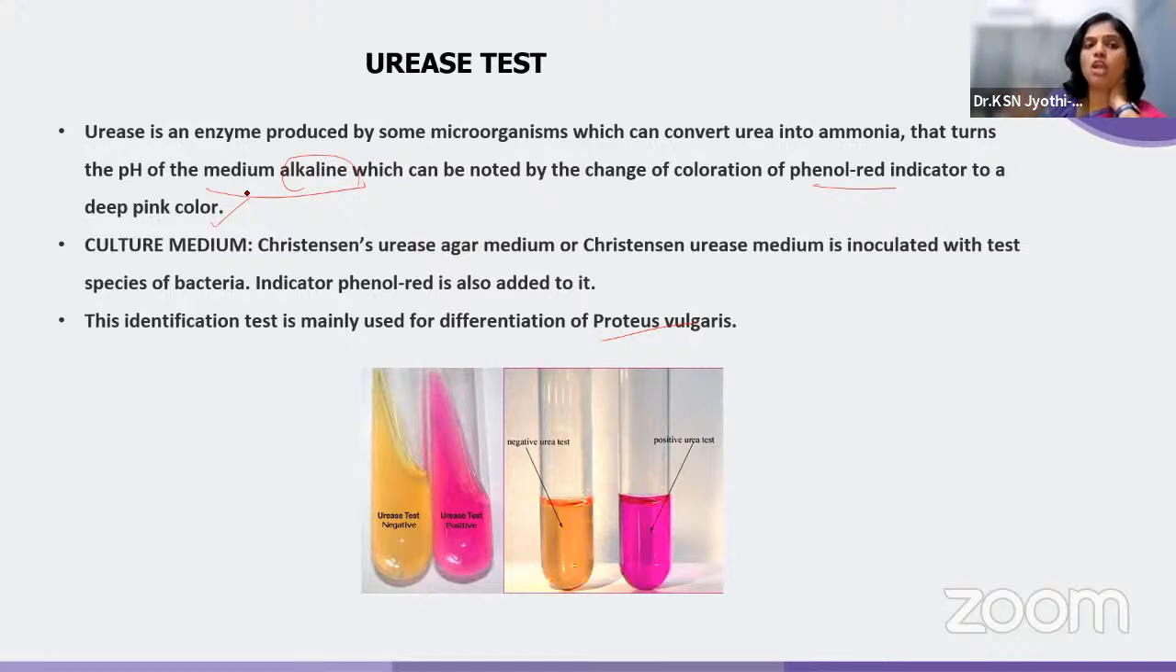If the bacteria is not able to produce urease, then there is no production of ammonia, so there is no change in the color. We use a specific medium for this. We call it Christensen's urease agar medium, in which you allow the bacteria to grow and add a phenol red indicator. Those bacteria which we have confirmed using our 4 biochemical tests plus the urease test, we are sure whether it is E. coli, Enterobacter, Staph, or Proteus. Sometimes we add the urease test also into that category of IMViC tests.